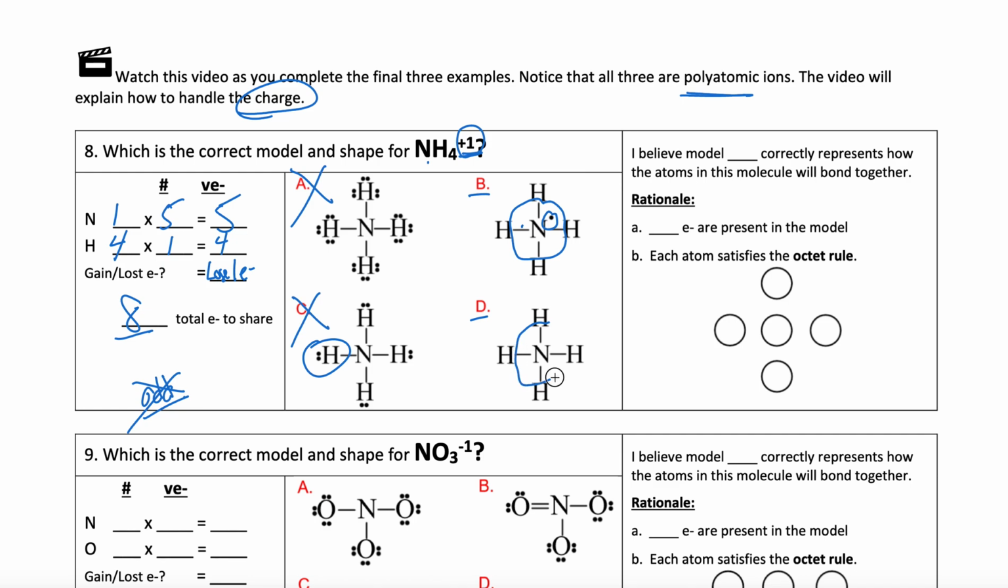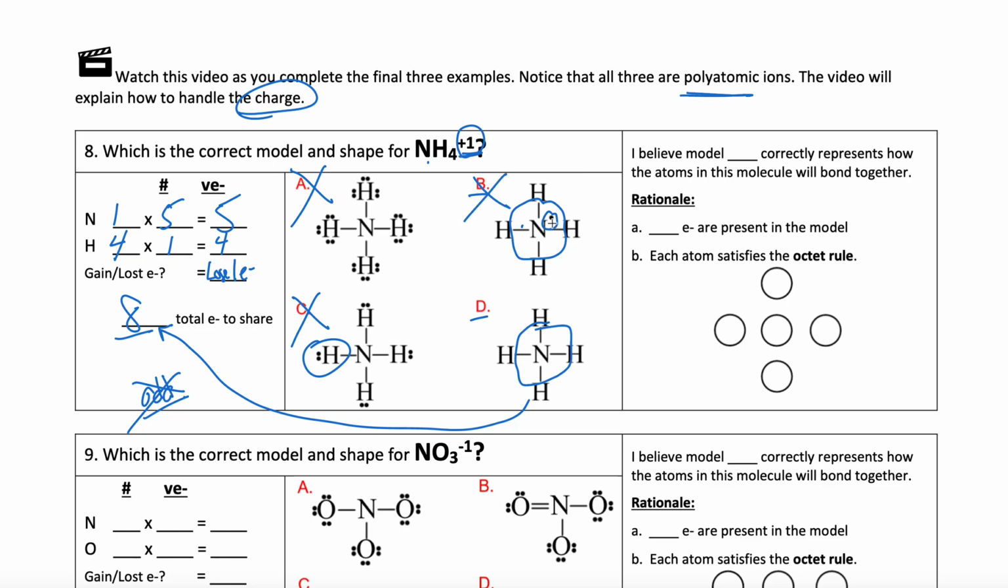This is correct. Nitrogen has 2, 4, 6, 8. Remember, it's either 2 for hydrogen or 8 for every other element. So everybody's good here. And what does our grand total add up to? 8. Not 9. That's wrong.